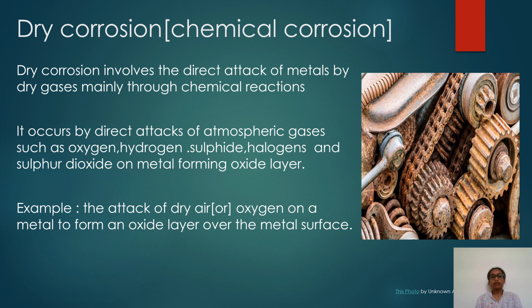Now let's start with dry corrosion or chemical corrosion. Dry corrosion involves the direct attack of metal by dry gases, mainly through chemical reactions. It occurs by the direct attack of atmospheric gases such as hydrogen, oxygen, sulfide, halogens, sulfur dioxide on the metals, forming oxide layers. Example, the attack of dry air or oxygen on a metal to form an oxide layer over a metal surface. This process is known as dry corrosion.